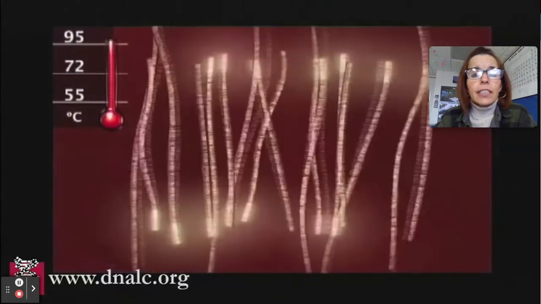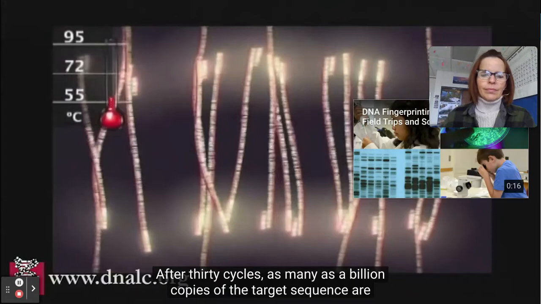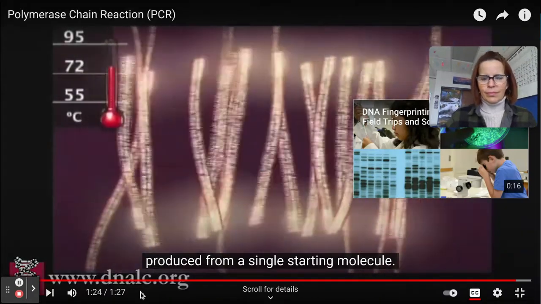That's the gene of interest. We're getting more and more of it. After 30 cycles, as many as 1 billion copies of the target sequence are produced from a single starting molecule.